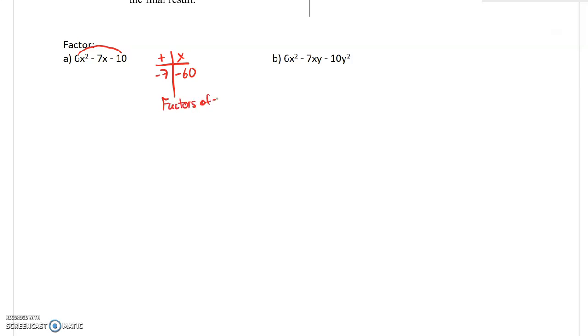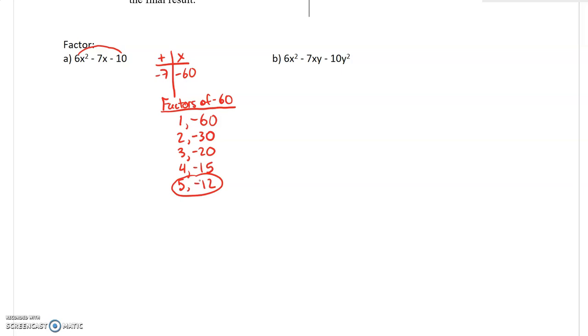Well, factors of negative 60, remember, because we want to add to a negative, the bigger number must be negative. That doesn't add to negative 7. What about 2 and negative 30? Nope, nowhere near it yet. 3 and negative 20. We're getting closer. 4 and negative 15. Not there yet. 5 and negative 12. There it is. 5 and negative 12 add to negative 7.